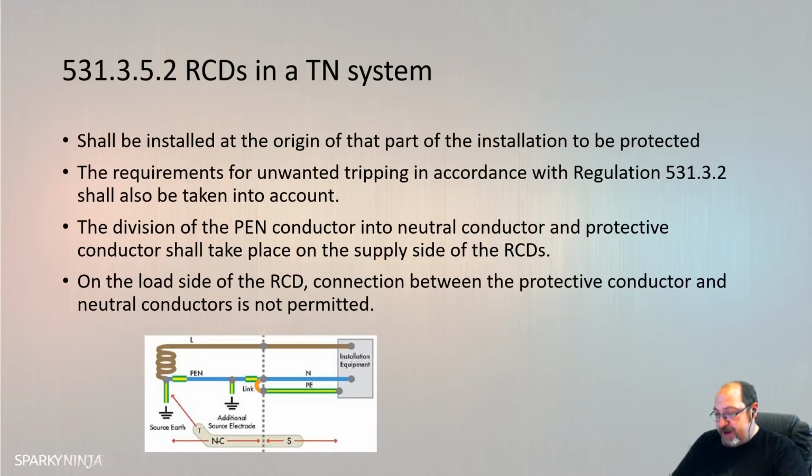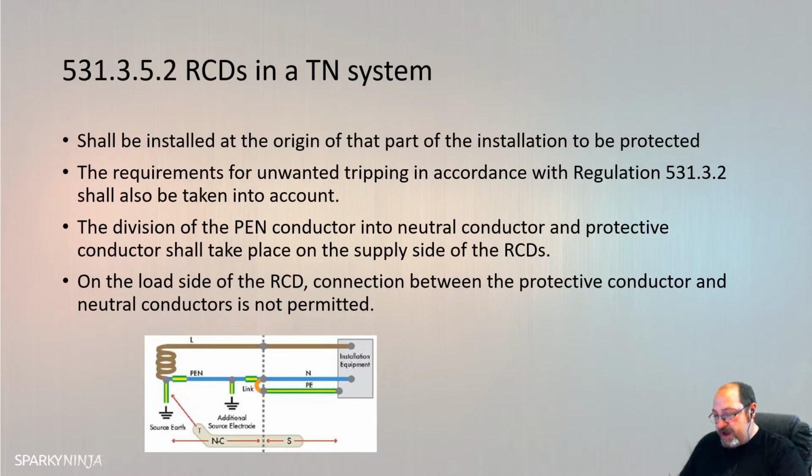The division of the PEN conductor into neutral conductor and protective conductor shall take place at the supply side of the RCD. So here's an illustration of your PEN conductor. So this is your TNC system. So you have a combined neutral and earth. Unless they were going to install an RCD, here's the point of separation between the two. This is saying the RCD must go over this side of that separation. Alright? That's what that's saying.